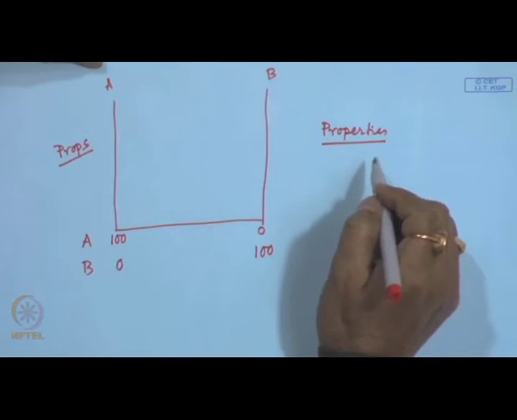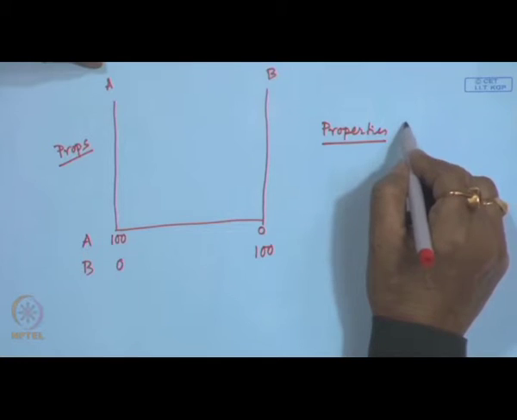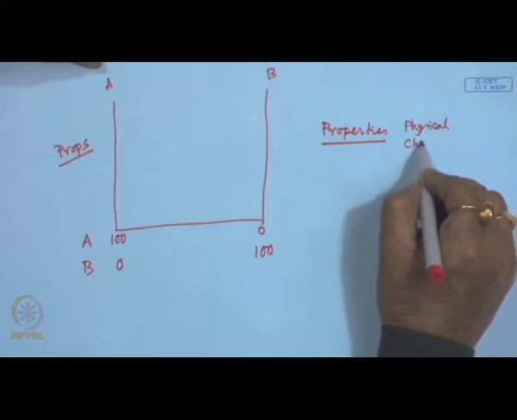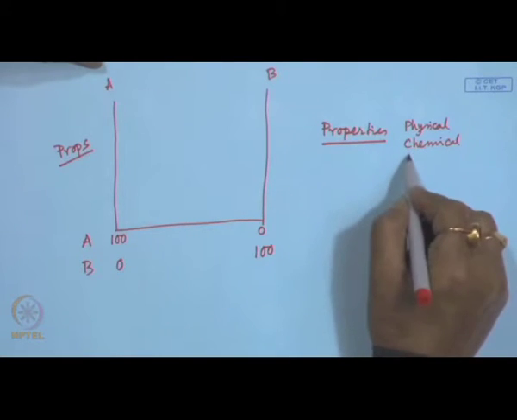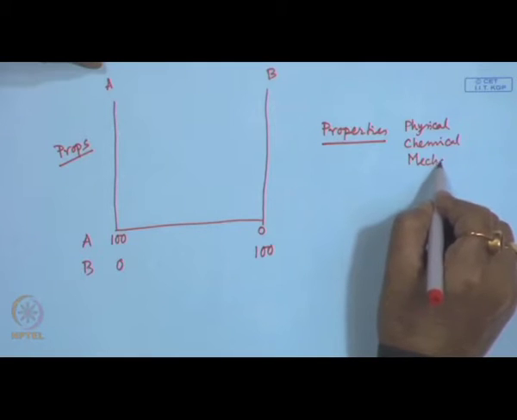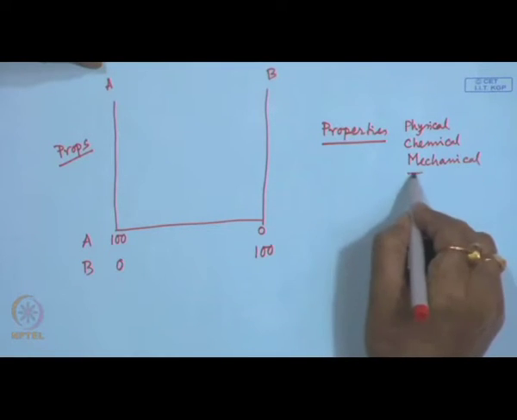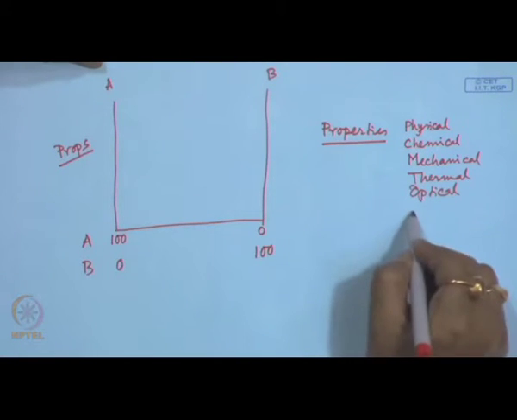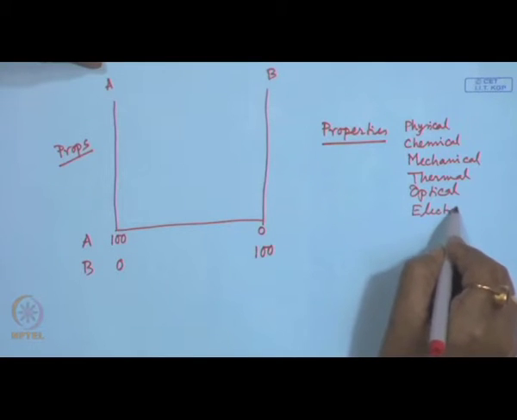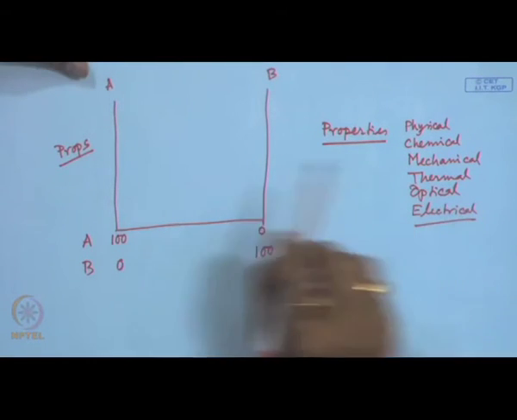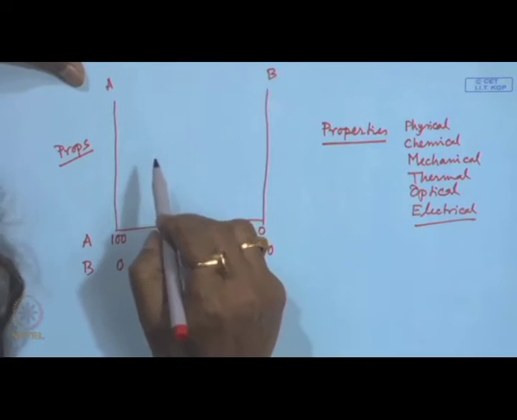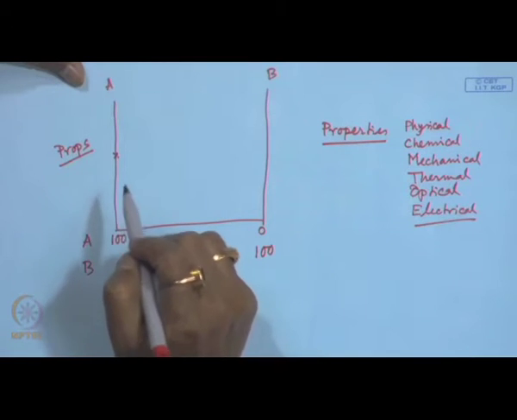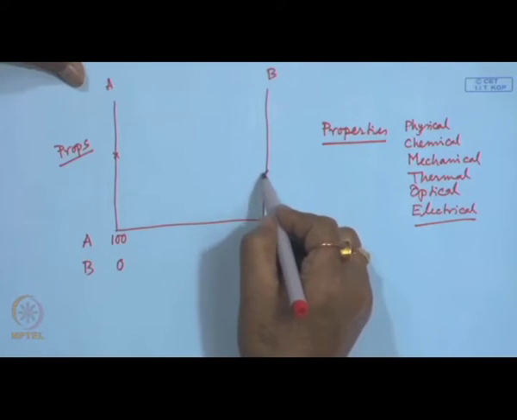Properties, I mean that can be physical properties, that can be chemical properties, that can be mechanical properties, that can be thermal properties, that can be optical properties, that can be electrical properties, and so on. Okay. So, in general these properties can change. Suppose here lies the properties of A and here lies the properties of B.